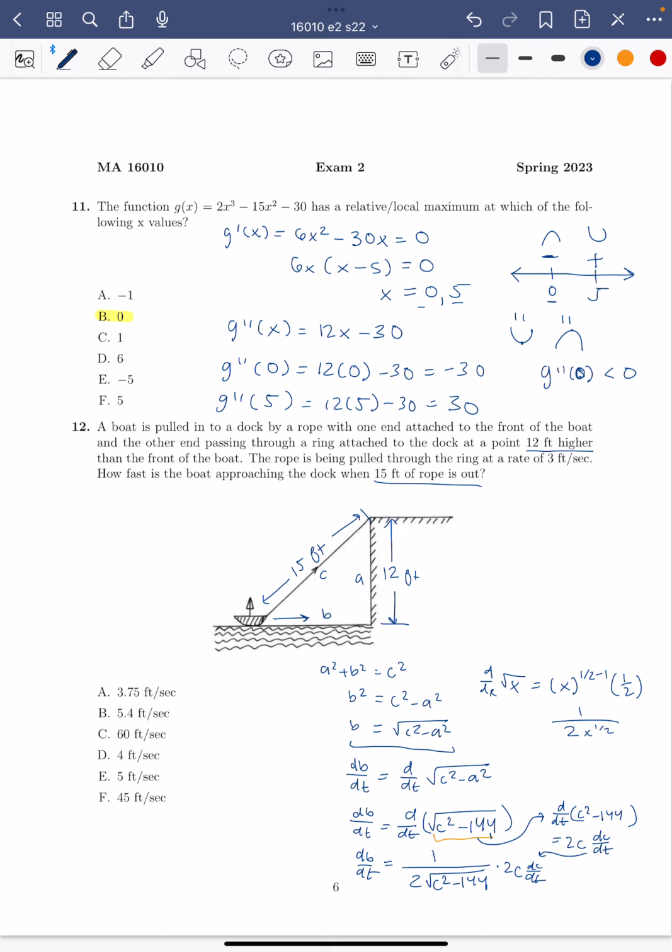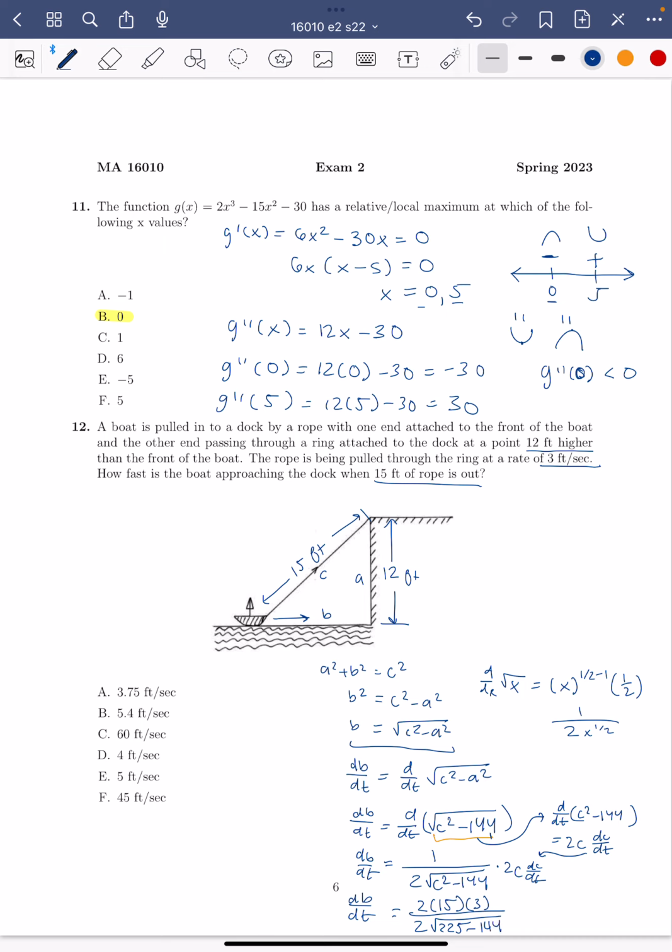Now, we can go ahead and plug in all of our numbers. db over dt equals 2 times, what is c? Well, c is the length of rope. We are looking at when 15 feet of rope is out, so that would be 15 times dc/dt. We know that the rope is being pulled at a rate of 3 feet per second. So times 3, over 2 times the square root of 15 squared. 15 squared is 225 minus 144.